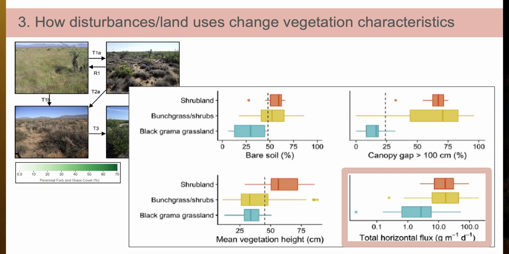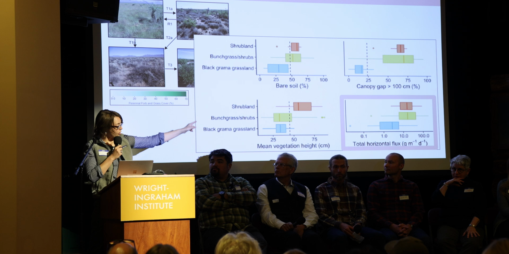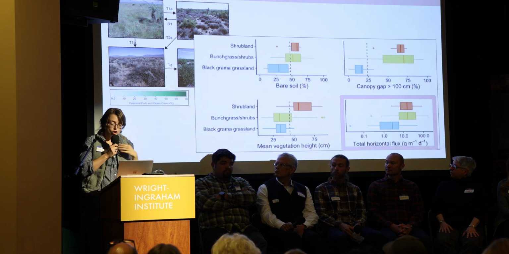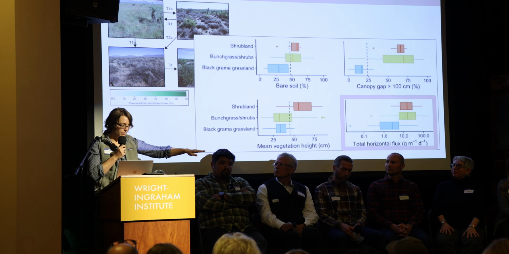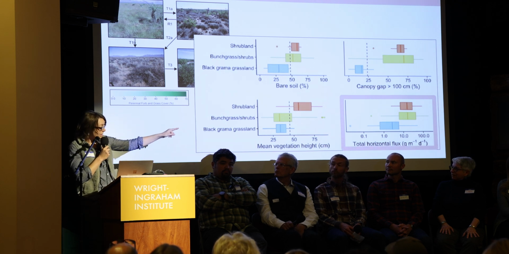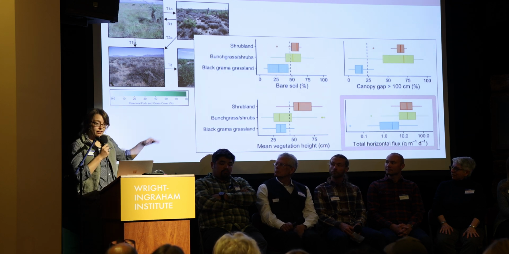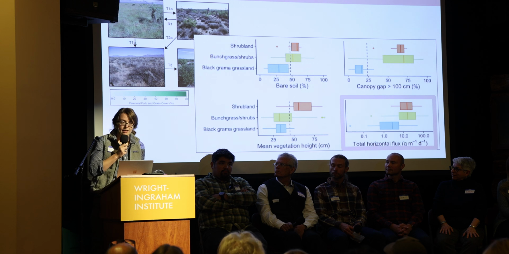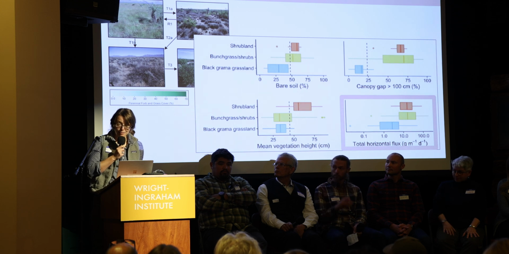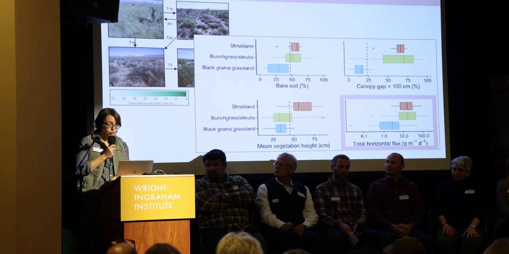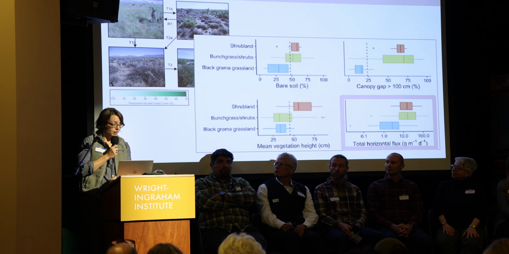This figure is showing these different plant communities, and the box over on the bottom corner is showing the total horizontal flux, just like what Nick was talking about, the amount of sediment moving, and how the amount of sediment that's moving is different depending on what ecological state you're in. And so understanding the ecological state is key to understanding what actions need to happen in order to restore and manage the land sustainably. You following?